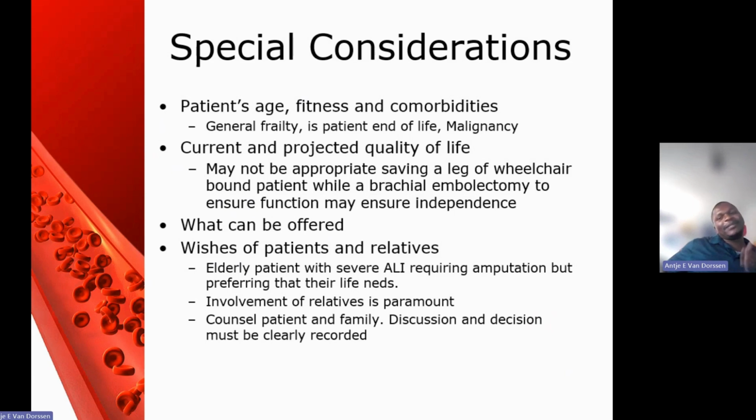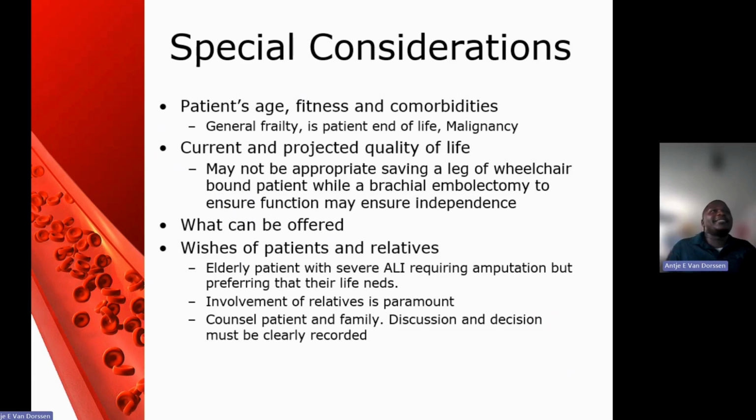Of course, before we treat the patients, it's also very important to have special considerations, such as the patient's age, the fitness and comorbidities. I mean, if a patient is like ECOG 4, frail, very end of life, and maybe has metastatic disease, it's unlikely that you're going to want to get this patient to Cape Town for intervention. And also you want to understand what is their current and projected quality of life. I make a very nice example: it might not be appropriate to actually save the leg of a patient in a wheelchair, you need to amputate that patient.